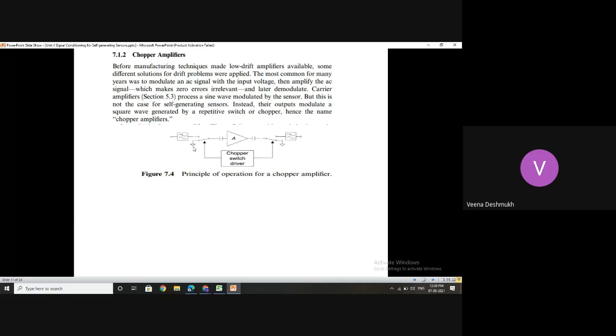So alternately, the switching mechanism switches between the ground and the AC signal. Once the AC signal is transmitted, then the 0 signal is transmitted. Now when the 0 signal is transmitted, you know very well that it is a 0 reference. So this one potential point will be at 0.